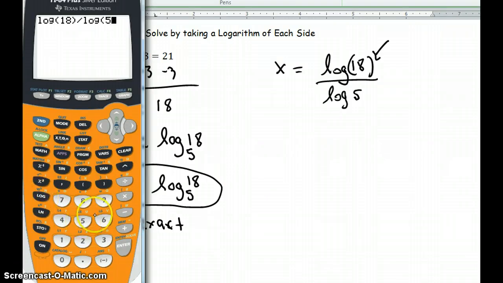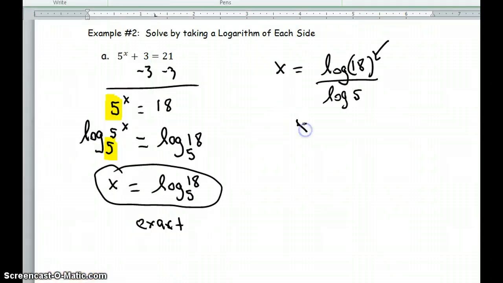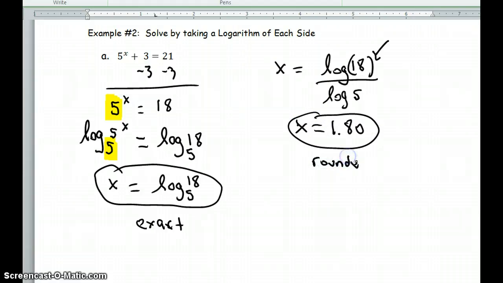And again, this is a change of base property. I'm going to go ahead and close that one, although it's not as important. And I get my decimal, which would round to 1.80. So this is 1.80. This would be the answer if you were rounding. So I'm going to write this as rounded. Now, if the directions really don't say, you could leave it in either form, which means I would stop here in exact form because it's a lot less work.